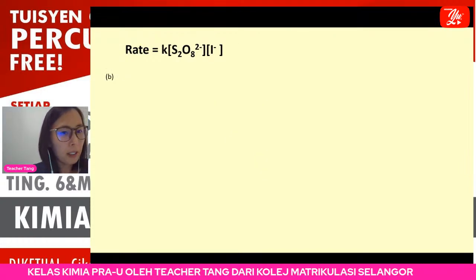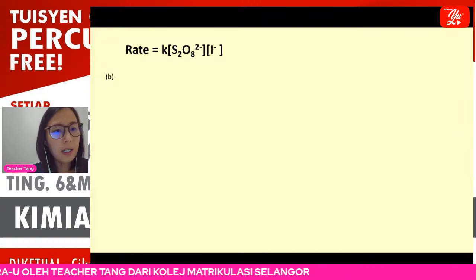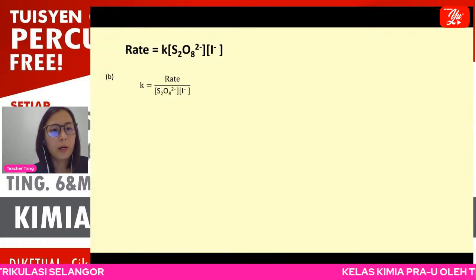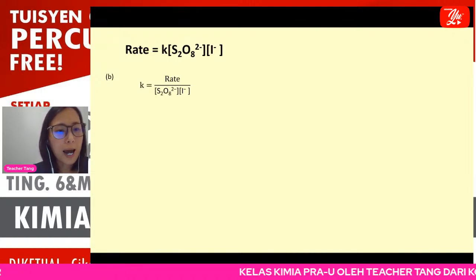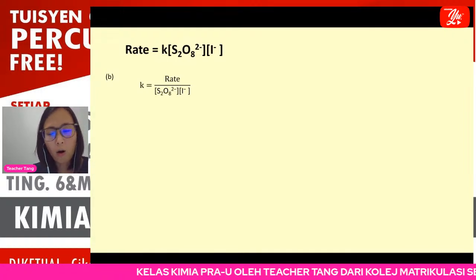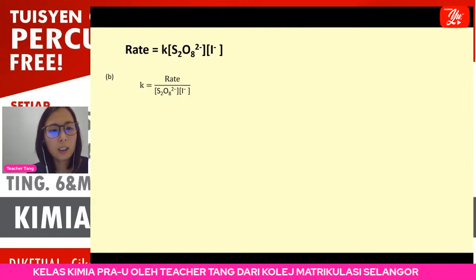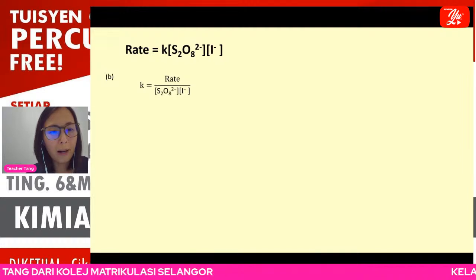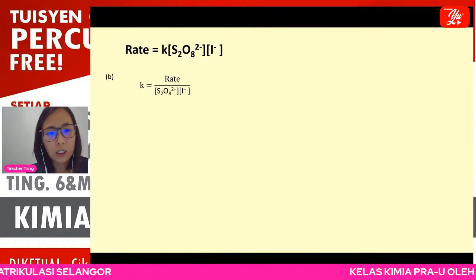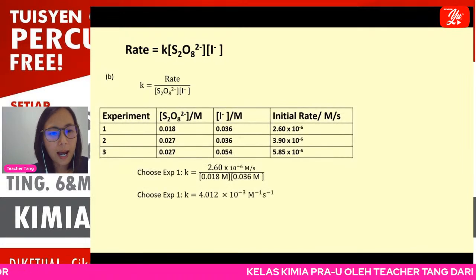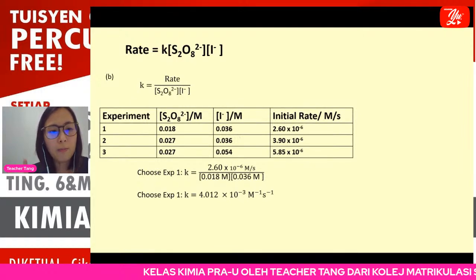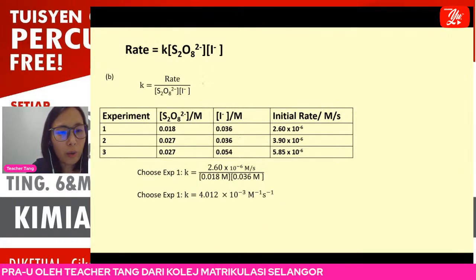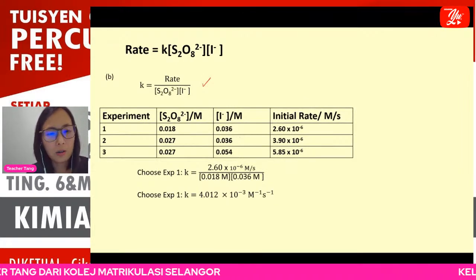Then in part B, we want to calculate the rate constant for this reaction. So how do we calculate the rate constant for this reaction? Again, we rewrite the rate law or rate equation to give us the rate constant equal to the reaction rate divided by the concentration of S2O8 2 minus multiplied by the concentration of iodide ion. And then we can choose one of the experimental data sets to substitute into the rate constant expression to calculate the rate constant.